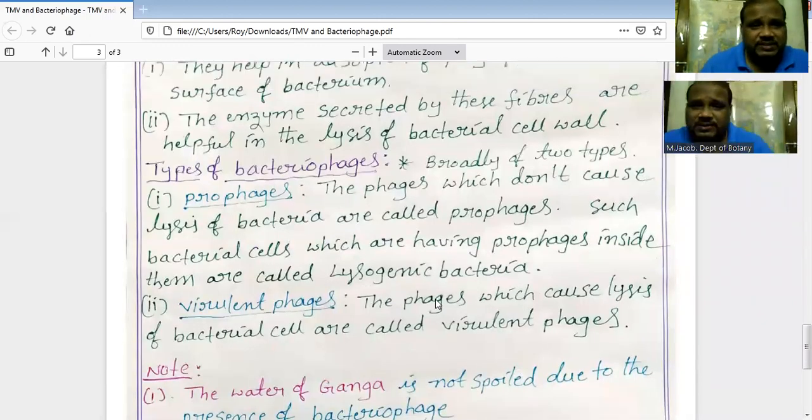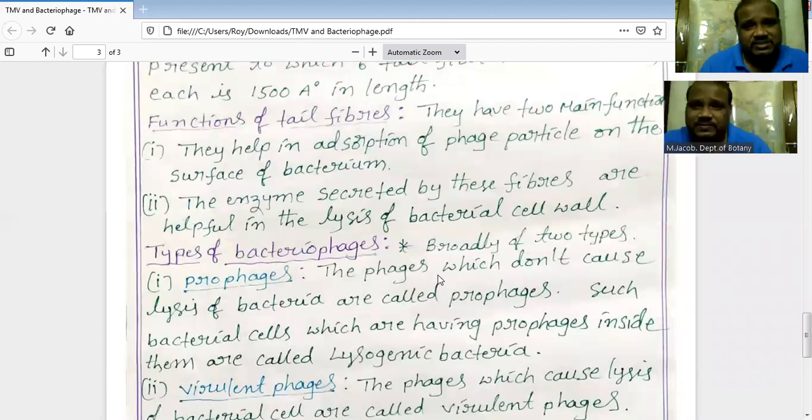Functions of the tail fibers. Tail fibers have two main functions. First one is they help in adsorption of the phage particle on the surface of the bacterium. The next one is the enzyme secreted by these fibers is helpful in the lysis of the bacterial cell wall.